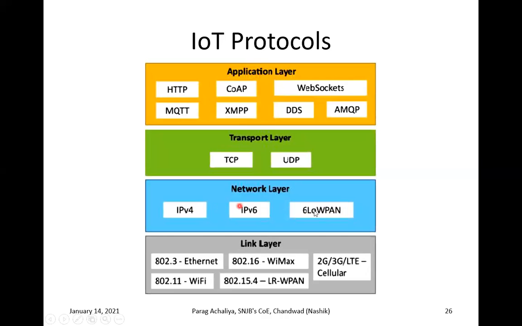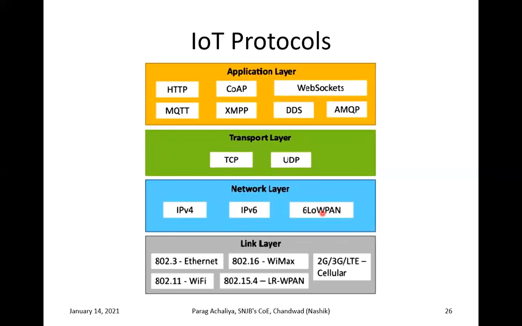So these are the network layer protocols: IPv6, IPv4, 6LoWPAN. These are your network layer protocols. You all are aware of IPv4, IPv6. We will see 6LoWPAN later on.